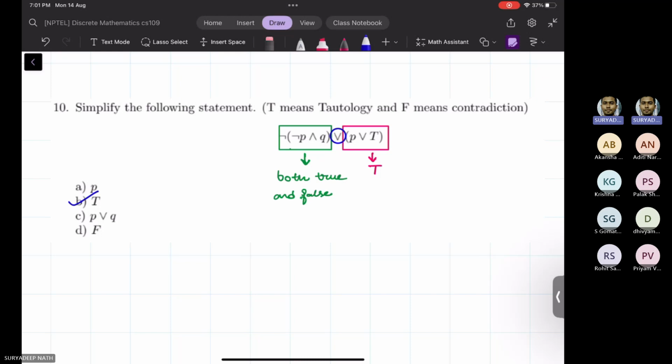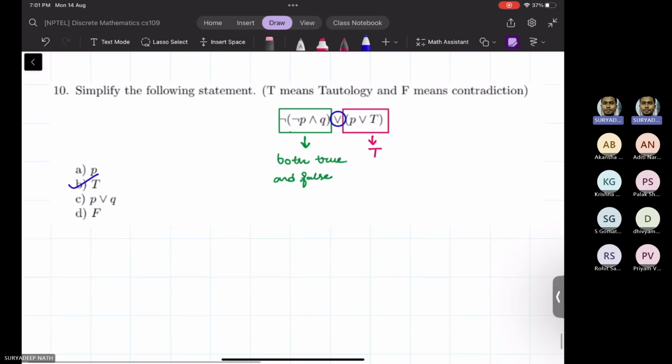So you need not evaluate the left hand side at all. Just looking at the right hand side, you know that it would be a tautology, and if you take an OR with a tautology, it will be a tautology. So therefore, option B. This whole statement will always be a tautology. I hope this is clear to everyone.